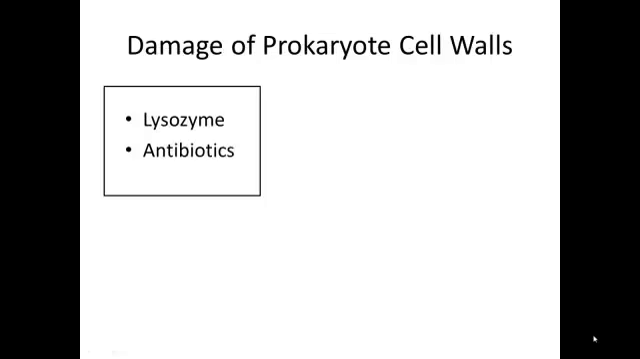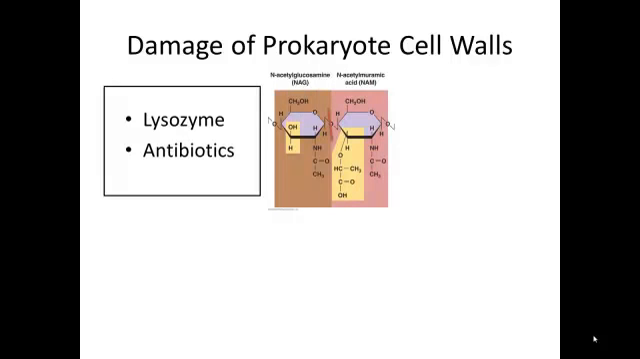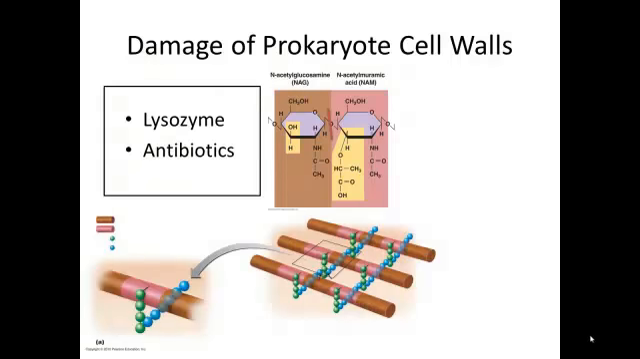Let's talk about how you can damage prokaryotic cell walls, specifically bacteria. Lysozyme is an enzyme that is naturally found in human tears, saliva, etc., that breaks apart the NAG and NAM subunits of peptidoglycan. This causes holes in the cell wall, which also leads to the contents of the cells leaking out. Now, some antibiotics go about it a different way. They attack the tetrapeptides that hold the glycan units together. Penicillin is an example of this.